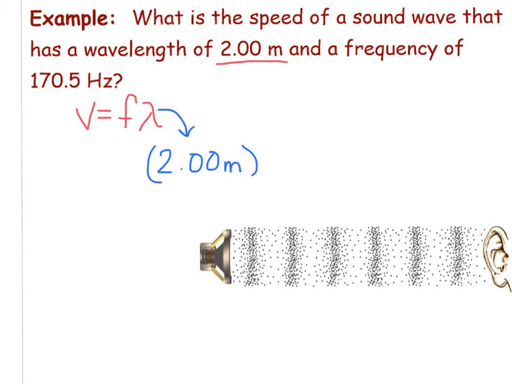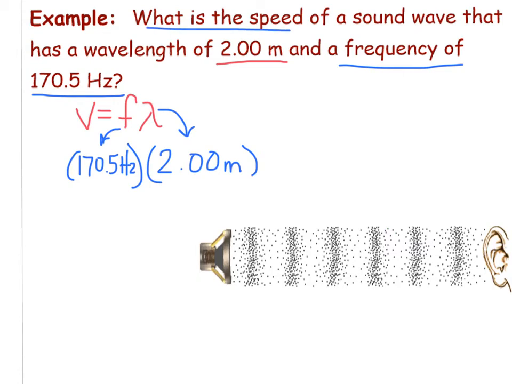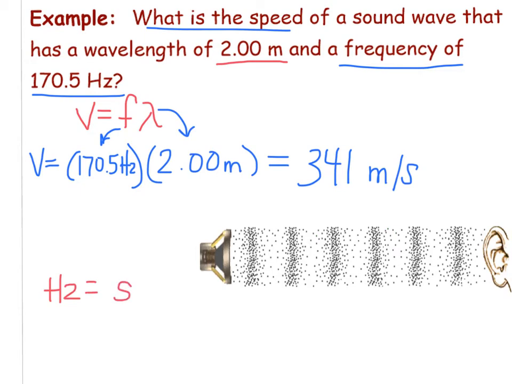Let's see, we know the frequency is 170.5 hertz. That's our frequency. Now we can calculate the speed. The speed equals those two multiplied together. 341 meters per second.